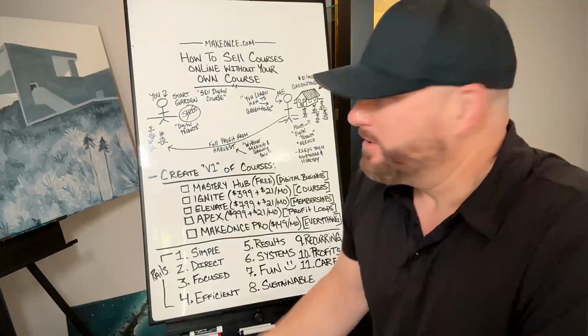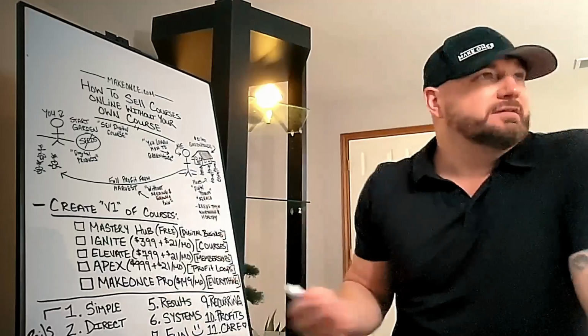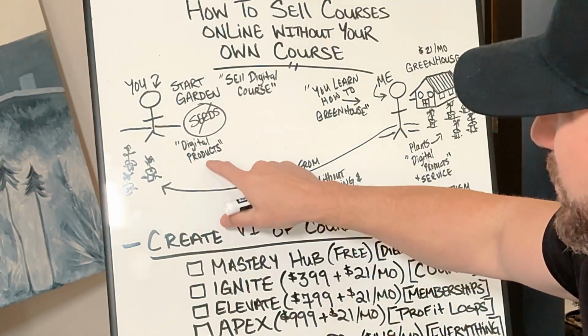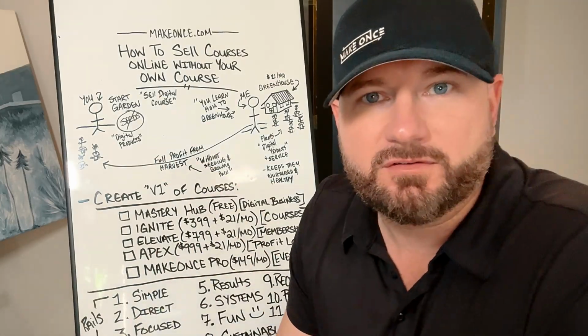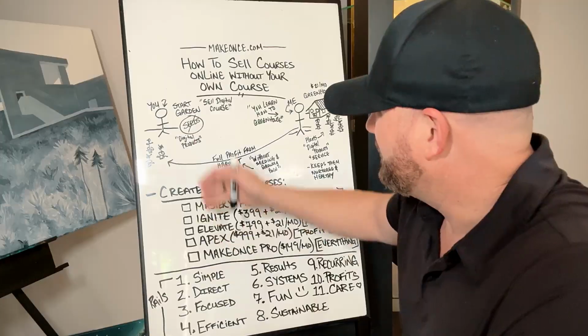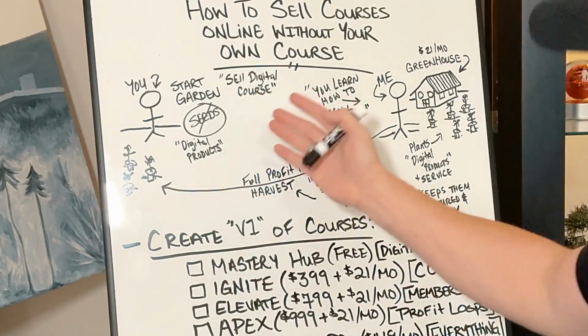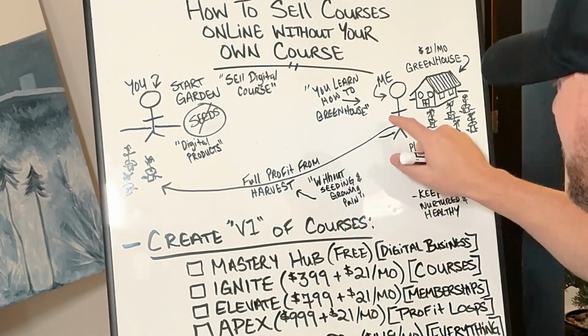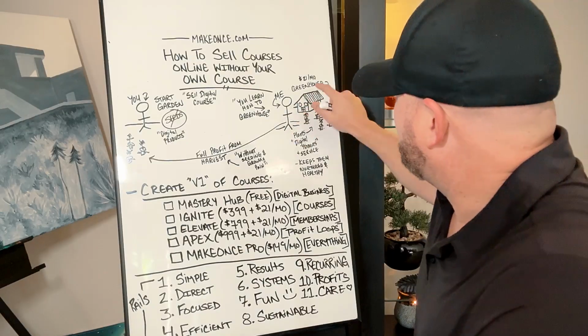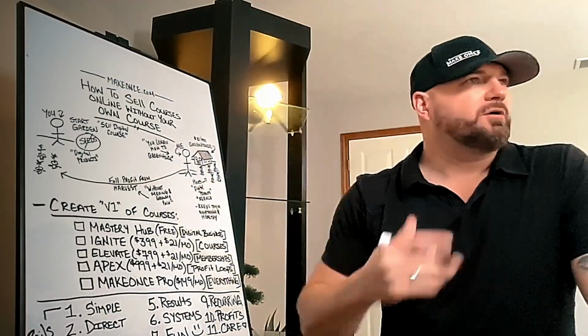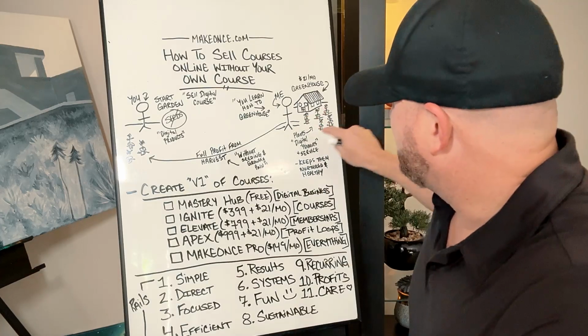The problem is you don't have any seeds, or in this example, you don't have any digital products. Just imagine the garden being you selling online courses, but you don't have an online course to sell. In this case, the gardener. So what do you do? Well, you can go to a person like me, or anybody that does this, and let's say that they have a greenhouse.